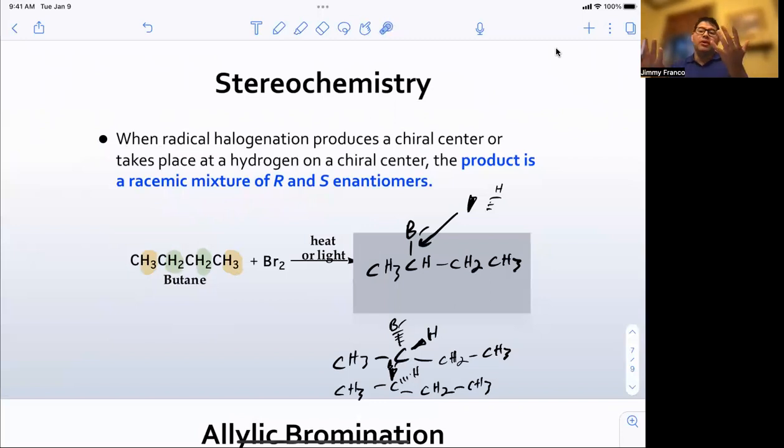So again, we've used our hand analogies. We would make both hands, the right and left. Right? So that's the only thing you have to be careful about with these reactions.